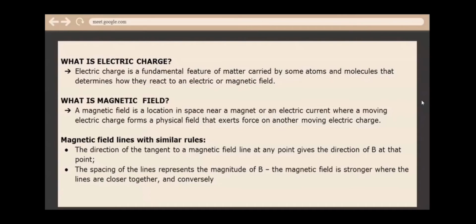So what is a magnetic field? A magnetic field is a location in space near a magnet or an electric current where a moving electric charge forms a physical field that exerts force on another moving electric charge. So magnetic field lines follow similar rules: the direction of the tangent to a magnetic field line at any point gives the direction of B at that point, and the spacing of the lines represents the magnitude of B. The magnetic field is stronger where the lines are closer together, and conversely.